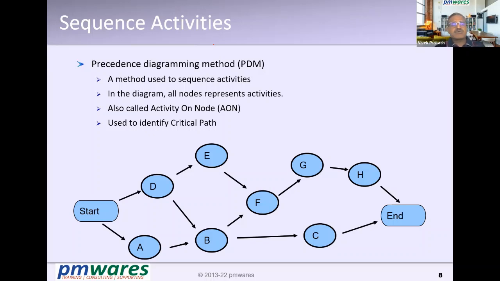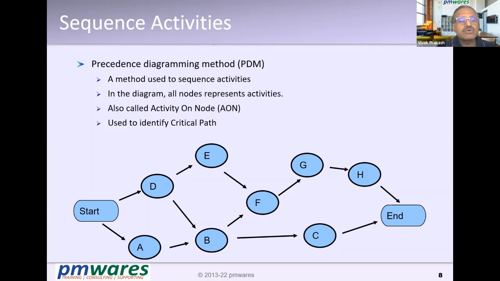This method is called the precedence diagramming method. Why is it called that? Because we identify the predecessor of each and every activity. So we identify who is the predecessor of F: it is E and B. Who is the predecessor of B: it is D and A. Who is the predecessor of C: it is B. And then we connect them.